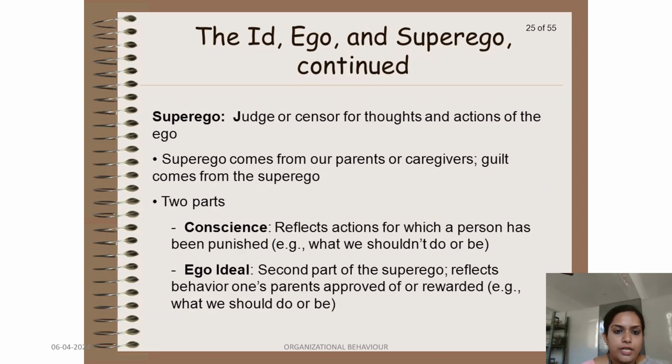The next one is the superego stage. It judges or censors the thoughts and actions of the ego. The superego comes from our parents or caregivers. Guilt comes from the superego. The two parts under the superego are conscience and ego ideal. Conscience reflects actions for which a person has been punished. And ego ideal, the second part of the superego, reflects behavior for which parents approved or rewarded, for example, what we should do or be.